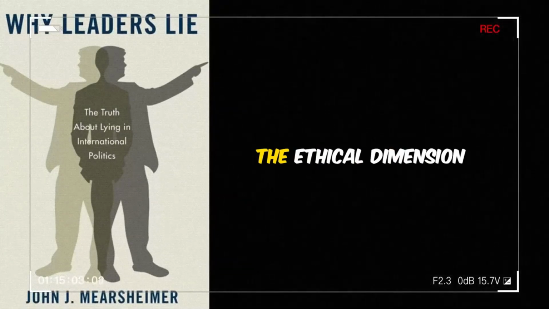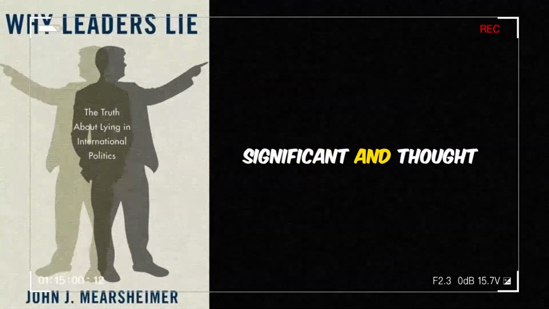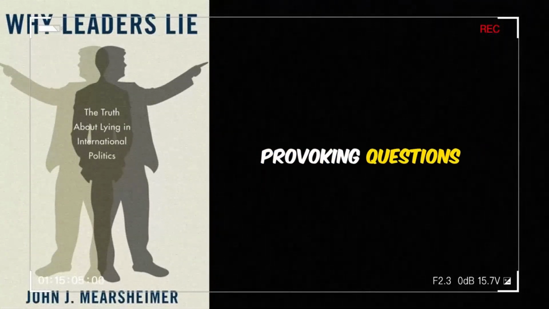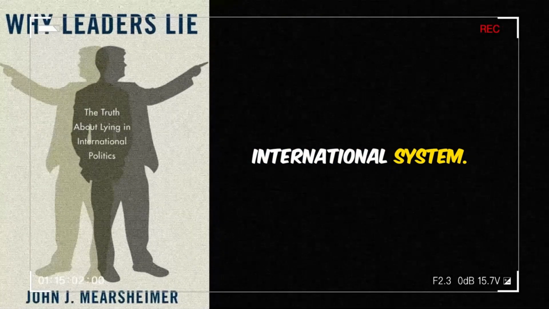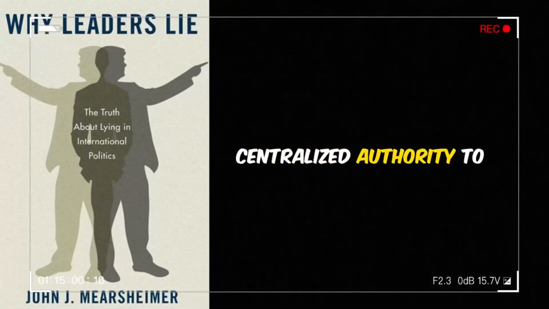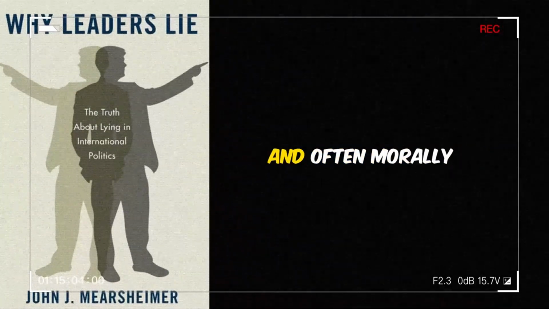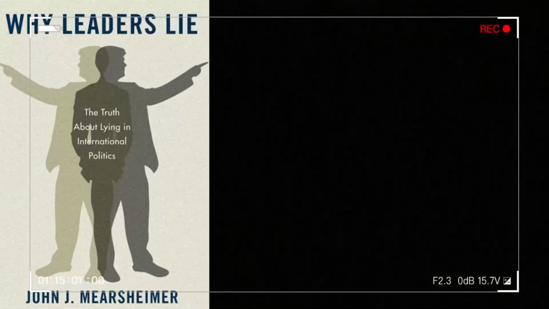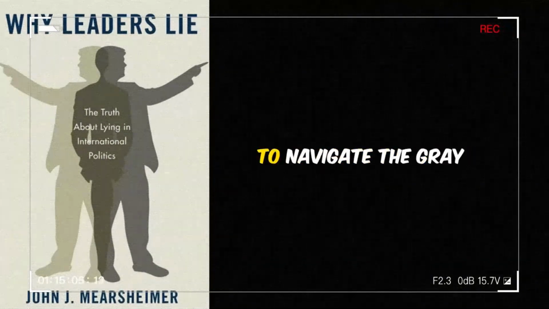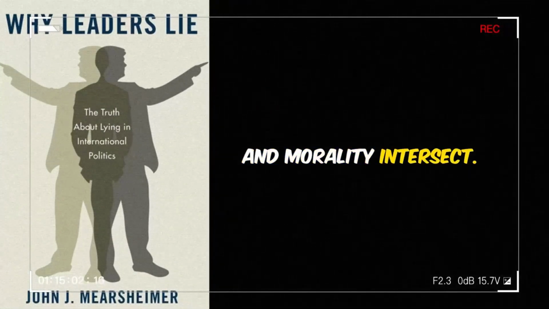Moreover, the ethical dimension introduced in this chapter raises significant and thought-provoking questions about the moral boundaries within the international system. The absence of a centralized authority to enforce moral standards underscores the complex and often morally ambiguous nature of international relations. Readers are challenged to navigate the gray areas where pragmatism and morality intersect.